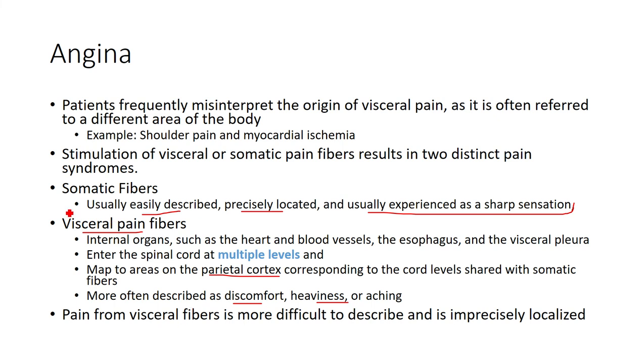Okay, whereas somatic pain is typically very easily described. Like if your back hurts, you can usually point to right where it hurts, or if your knee hurts, same idea. Whereas if you have GI issues, it feels kind of vague, and discomfort or chest pain is going to feel like a vague heaviness or achiness. Okay.